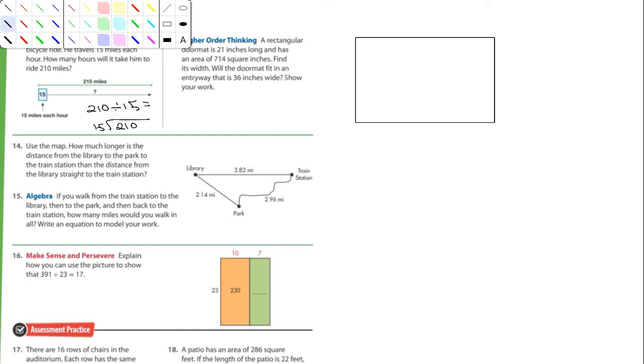All right. So I'm going to write 21 inches. And then it's a question mark what this is. And this is 714 inches squared. All right. So that's what that area is, 714 inches squared.